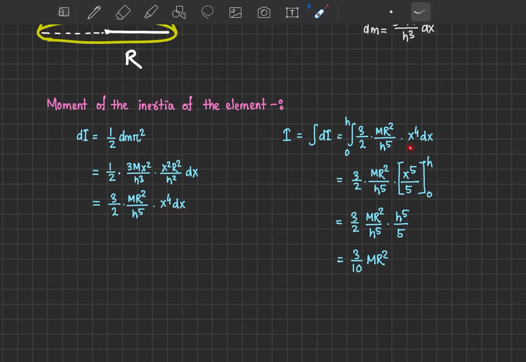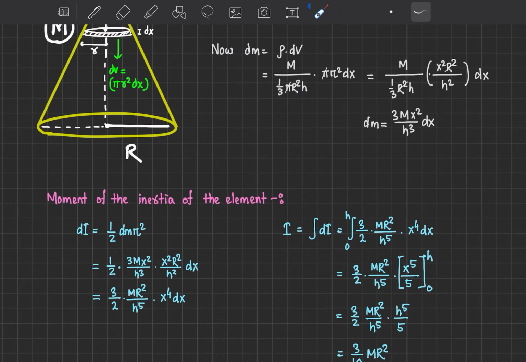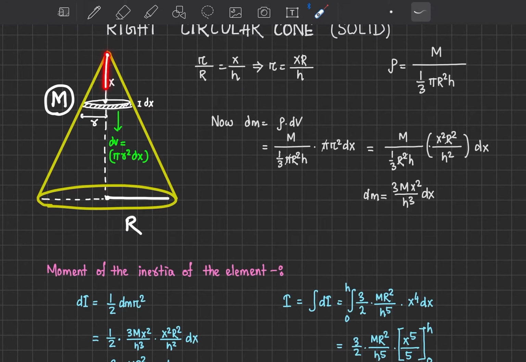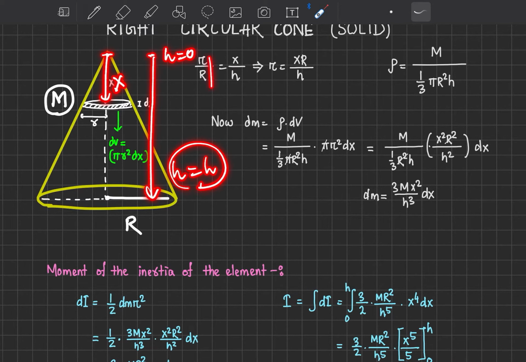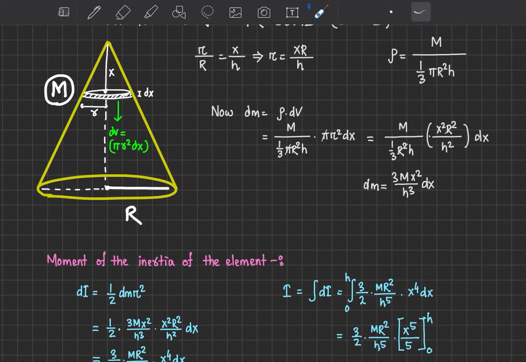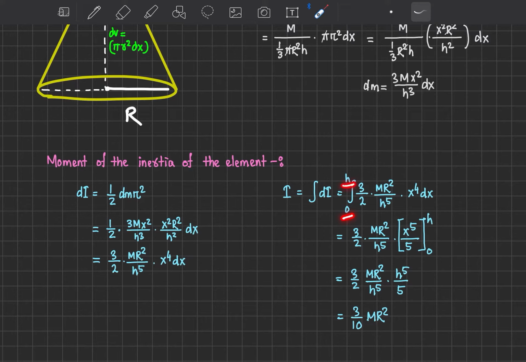Now integrating x to the power 4 dx from 0 to h, because here x is the variable, and it varies from here. It starts from here where x will be 0 and it ends here where the height will be the total h value. So we are integrating from 0 to h.